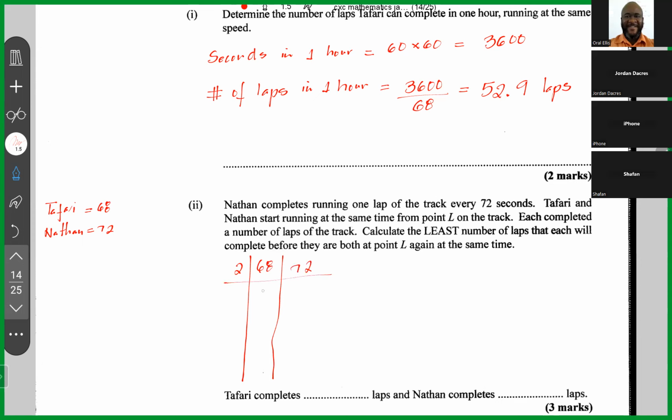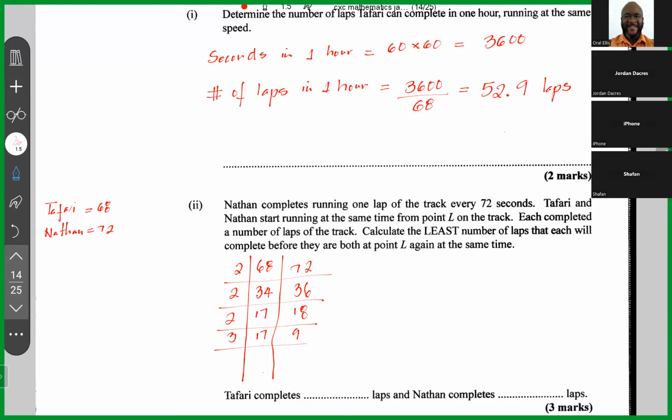Hope you all remember how to do this. I'm going to divide both 68 and 72 by consecutive prime numbers, starting with the first prime number that can go into both of them without leaving a remainder. I divide both by 2, then I try 2 again. I get 17 and 18. You keep trying 2 until you can't try it anymore. Write back 17, 9.